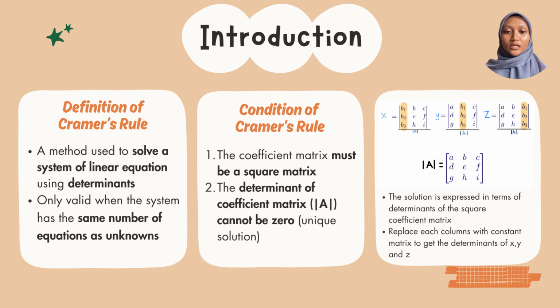The solution for each variable is expressed in terms of determinants. Each variable's determinant is calculated by replacing one column of the coefficient matrix with the constant matrix, while keeping the other columns the same. This rule allows us to solve for each variable such as x, y, and z individually.